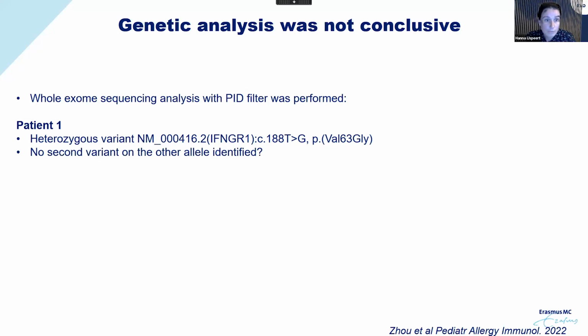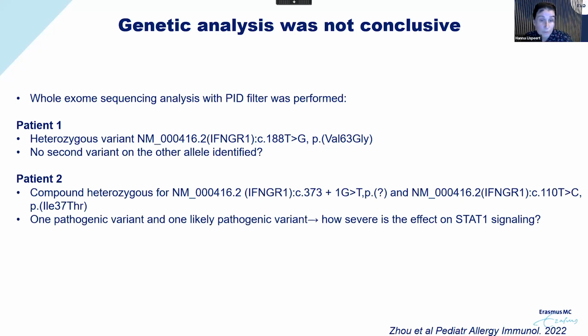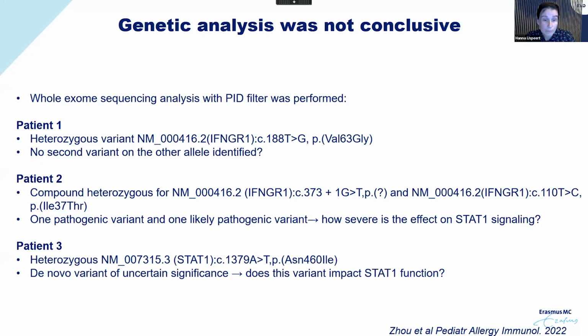In the second patient, we found two variants. The patient was compound heterozygous for two variants in the interferon gamma receptor 1 gene. One variant was pathogenic and the other one was likely pathogenic. But the combination of these two variants was not described before, so we didn't know exactly how severe the effect on STAT1 signaling is. And in the third patient, we identified a heterozygous variant in STAT1, but it was a de novo variant of uncertain significance. So then we needed to know what the effect of this variant on STAT1 function is.